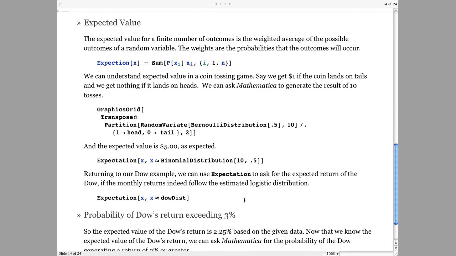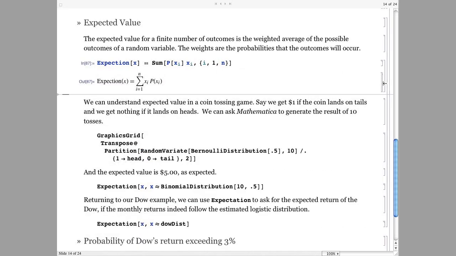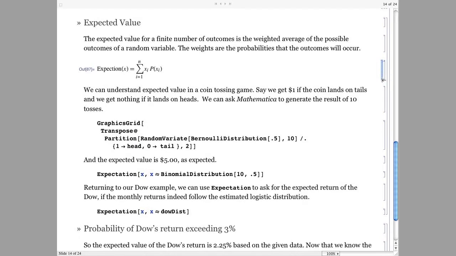The expected value for a finite number of outcomes is the weighted average of the possible outcomes of a random variable. It is defined by this formula. The weights are the probabilities that the outcomes will occur.